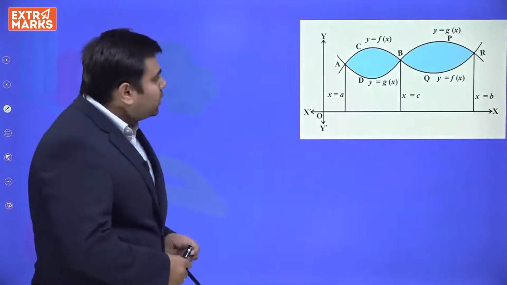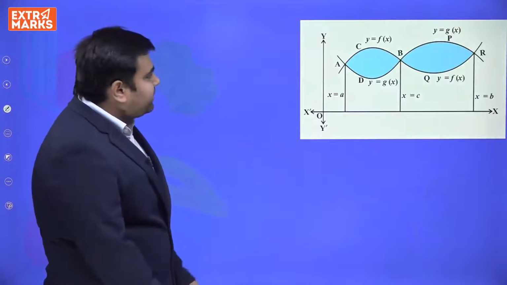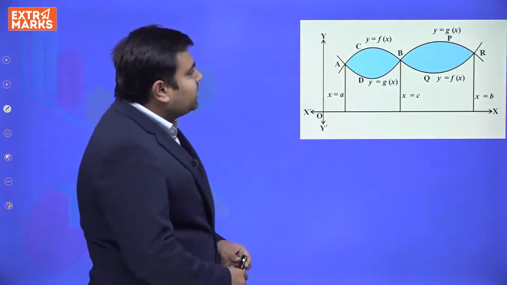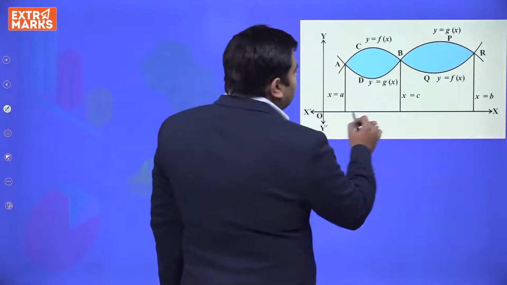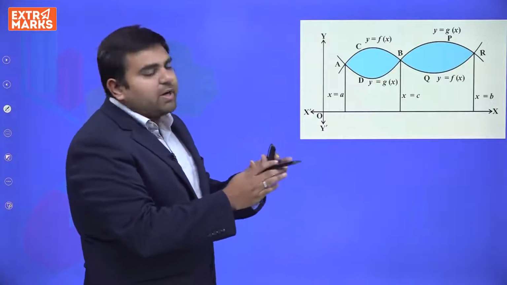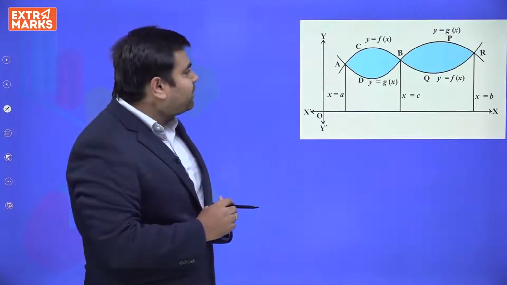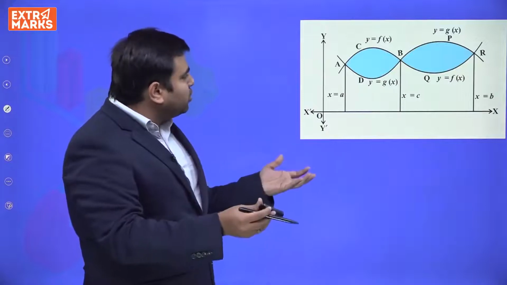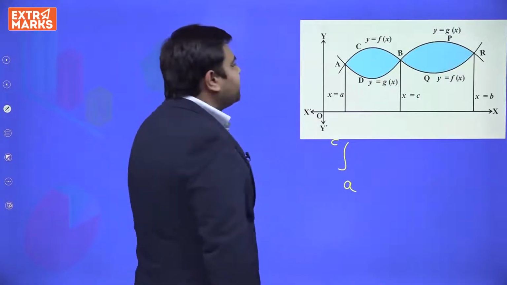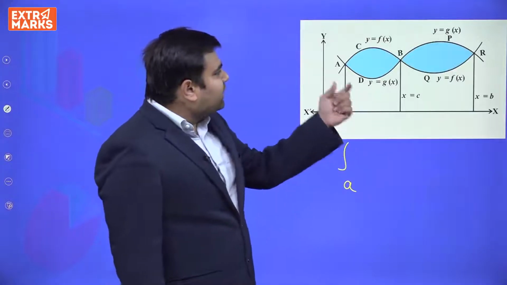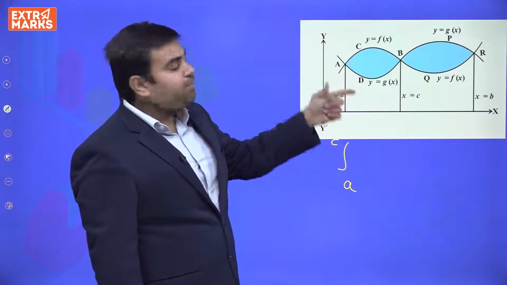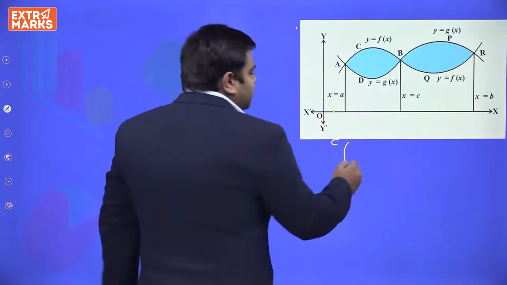Next, this case is really interesting for us. Now between x equal to a and x equal to b, I need to find the area bounded between the two curves. So let us break this into two different parts. Between a to c, f(x) is upper and g(x) is lower.